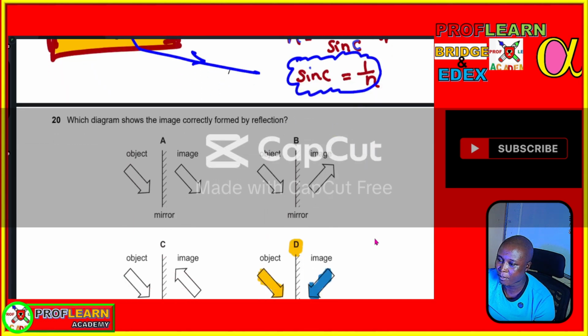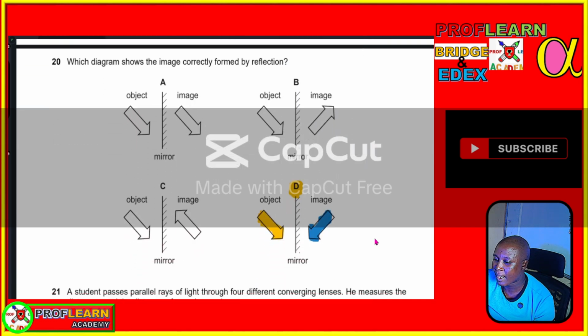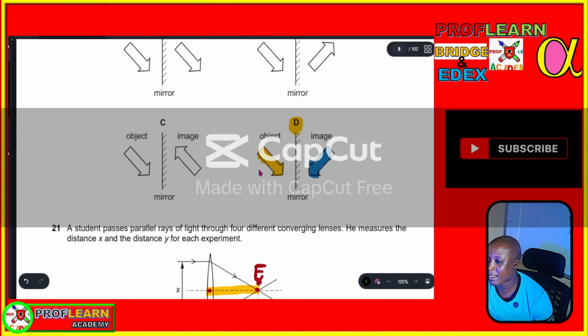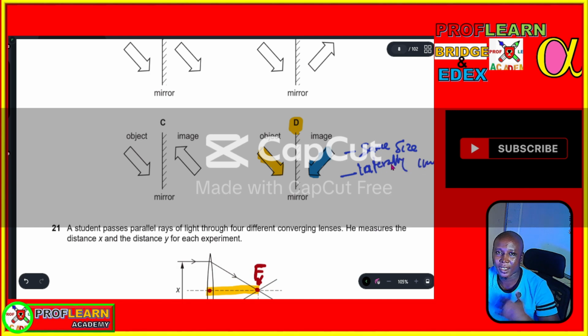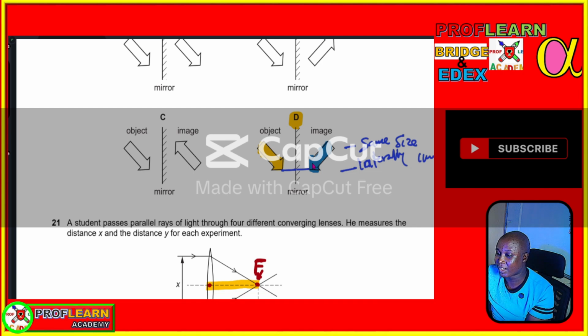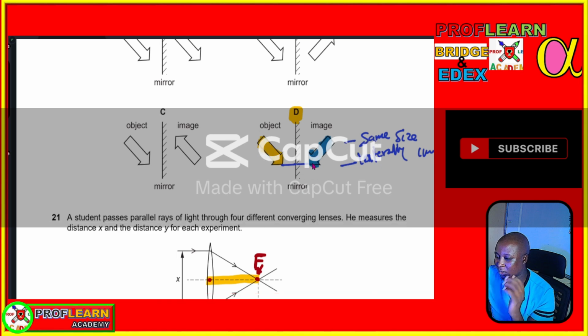Which diagram shows the image formed by reflection? Remember, images formed by mirrors are the same size. Characteristics: laterally inverted, meaning the left is on the right and the right is on the left. Equidistant from the mirror, so this distance here should be equal on the other side. So those are some of the characteristics that you need to remember. Same size, laterally inverted, meaning the left is on the right and the right is on the left. Same size, upright, and so on.